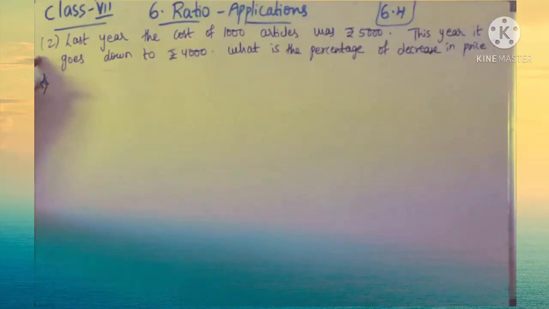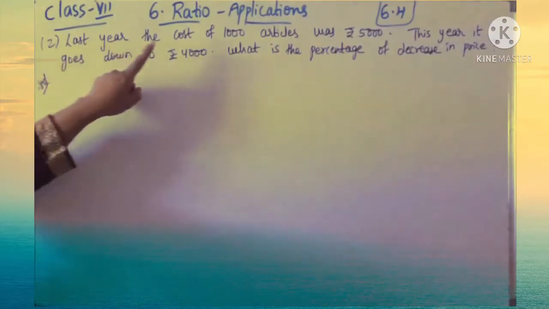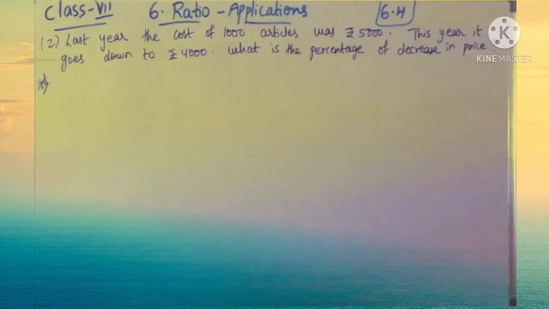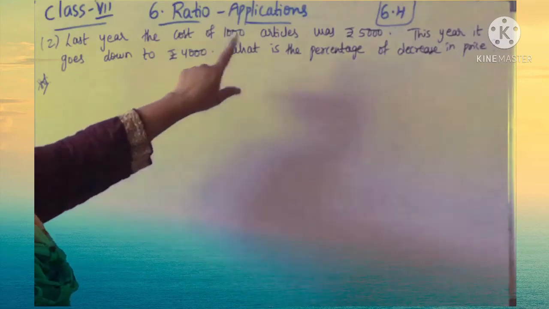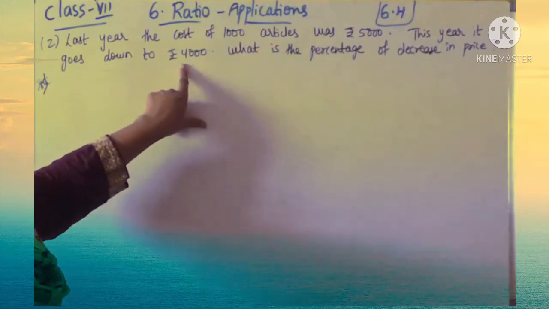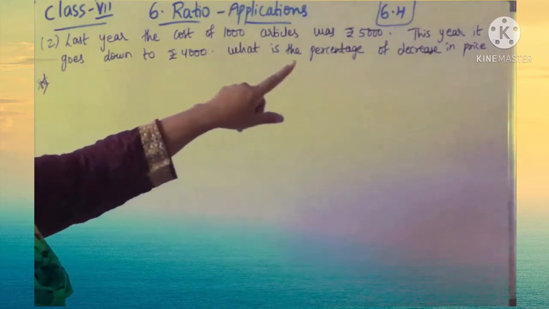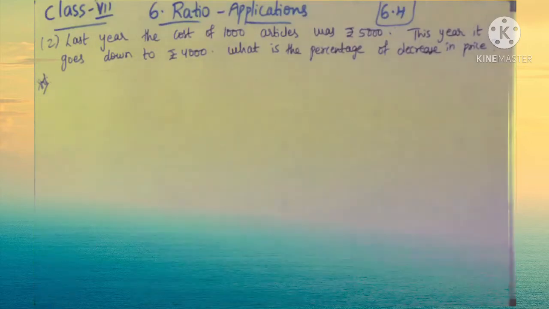Coming to the second word problem, children. Last year the cost of 1000 articles was 5000. This year it goes down to 4000. Here the value is decreased, children. From 5000 it decreased to 4000. So what is the percentage of decrease in price? Means they are asking how much percentage of decrease.